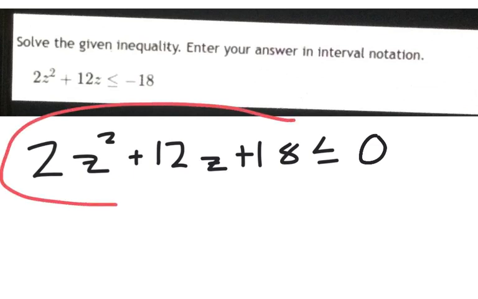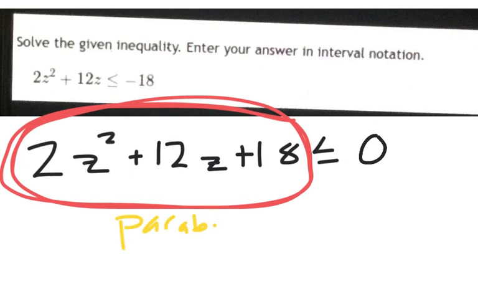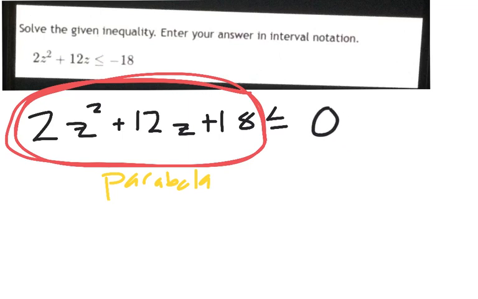And so if you think about this over here, what's on the left, this is the standard form of a quadratic. So it's a parabola. And so if you think about it like that, what I'm really saying is, where is the parabola less than or equal to 0? And it's going to be on some interval.